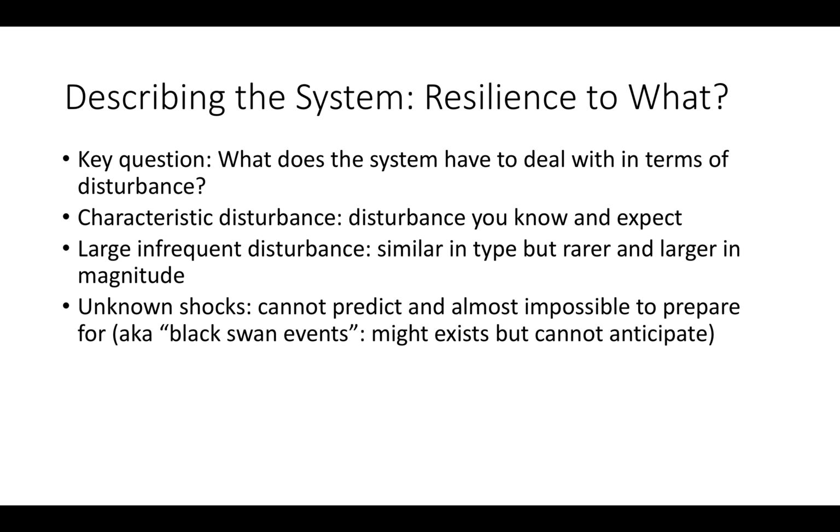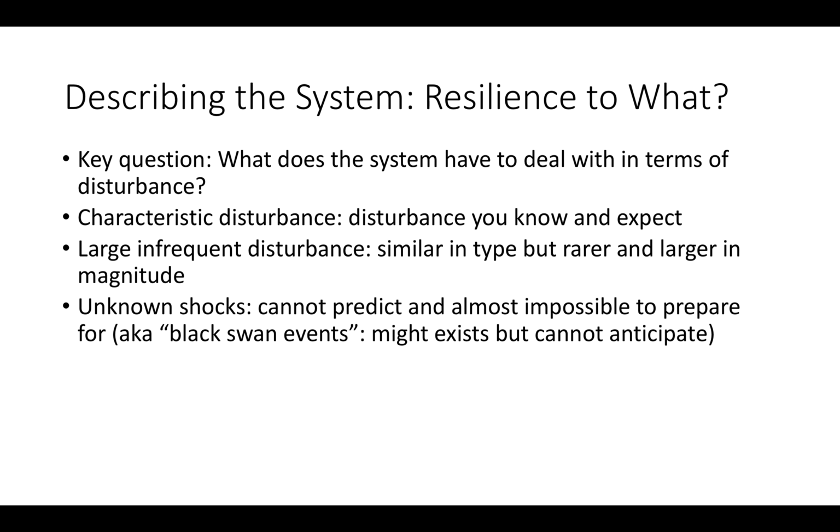Next, we need to consider the resilience to what. So what disturbances are we concerned about? What aspects of those flows and stocks need to be resilient to what kind of disturbance? Resilience to what? The book identifies 3 kinds of disturbance. It's important to think about this distinction. Characteristic disturbance is a sort of disturbance that you know and expect. If you live in the Houston-Galveston area, characteristic disturbance would be hurricanes.